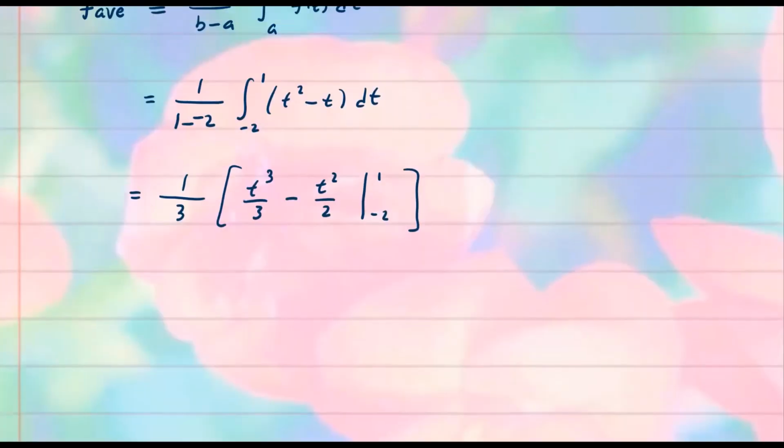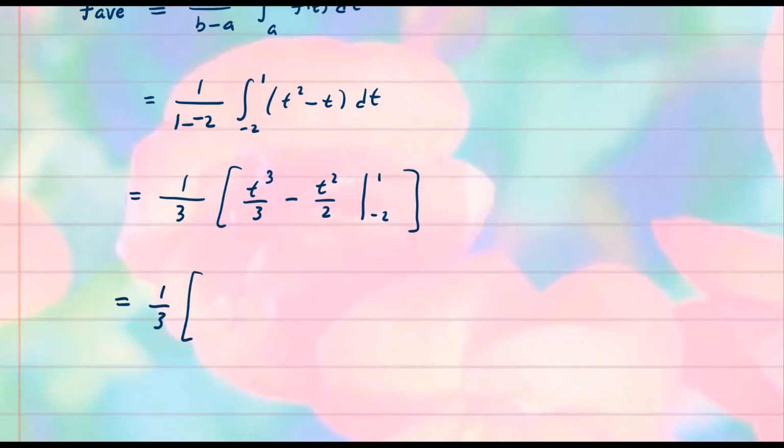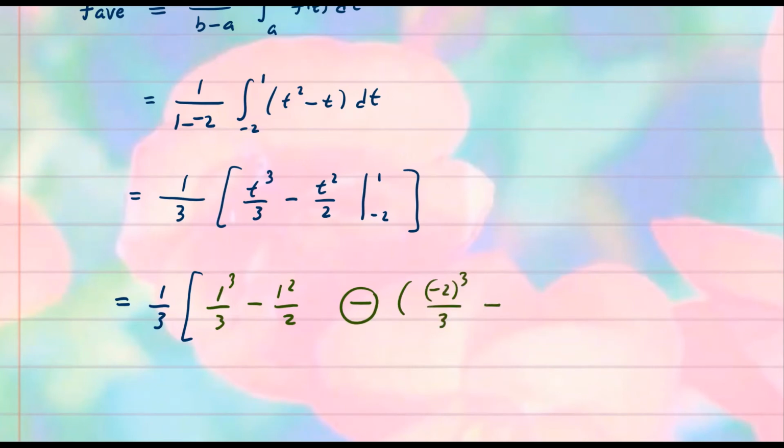Now we plug in the upper limit and minus the lower limit of integration. So we have 1 over 3 from before. Taking care of this first, plug in the upper limit of integration into every t right here. So I'm plugging in 1 cubed. That's 1 cubed over 3 minus 1 squared over 2 minus, so put parentheses, negative 2 cubed over 3 minus negative 2 squared over 2. So that's all of it inside.